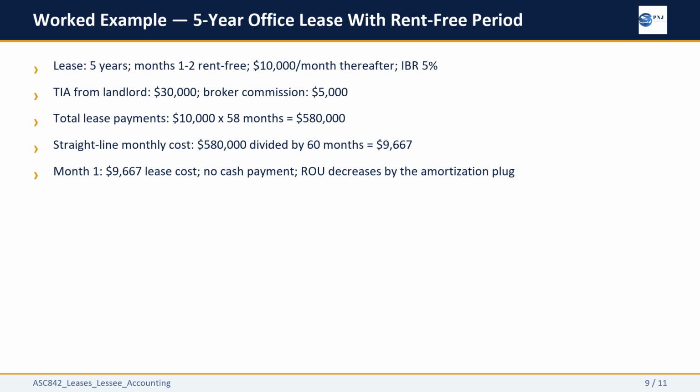In month 1, even though no cash payment is made, the lease cost of 9,667 is recognized. The ROU asset decreases by the amortization plug, lease cost minus the interest on the liability. The absence of a cash payment does not eliminate the expense. This is one of the most counterintuitive aspects of operating lease accounting. Expense accrues even during rent-free periods.